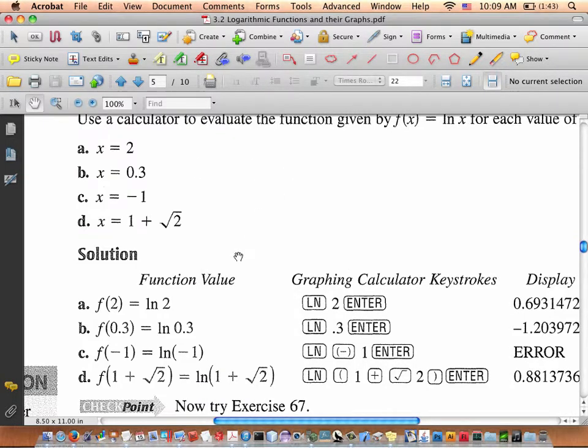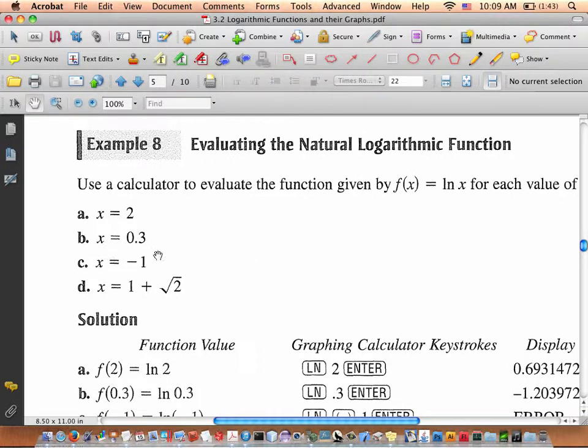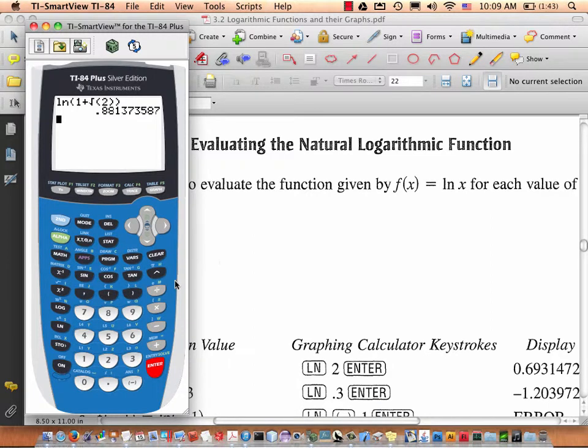So let's just do another one. Let's calculate this. Let's plug in 0.3. So let's calculate the natural logarithm of 0.3. So ln 0.3, close parenthesis, equals. So the interpretation is that if I take what base? e and raise it to the negative 1.203972804, I'm going to get 0.3.